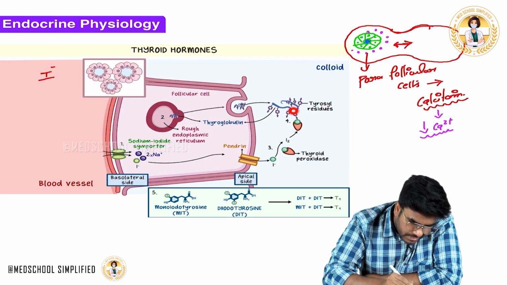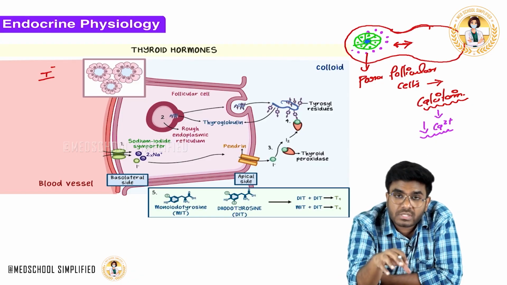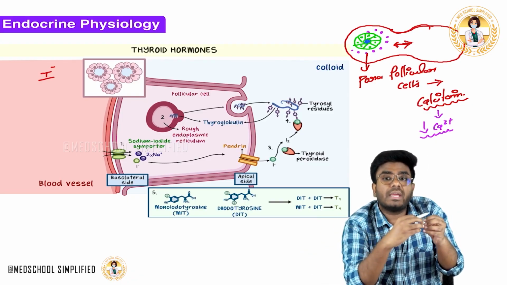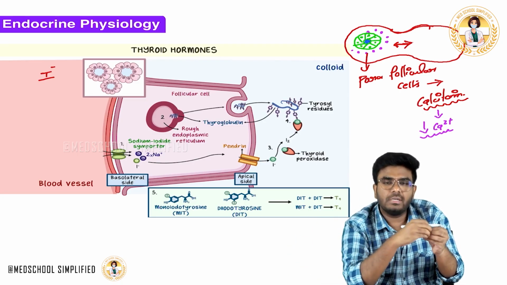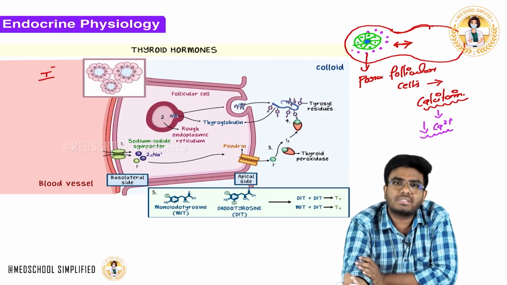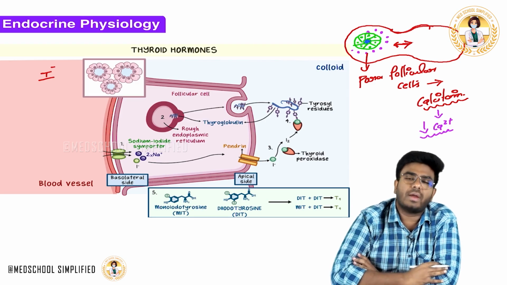See, here is a tyrosyl residue. All these are the tyrosyl residues. Now onto the tyrosyl residue, this iodine is going and getting bonded there. Our hero is now meeting with the heroine. So this process is called organification of iodine.